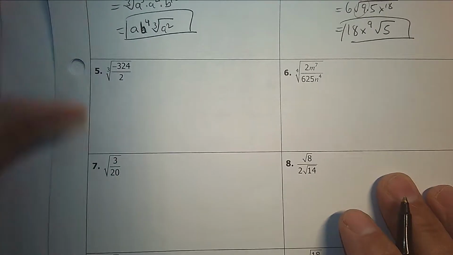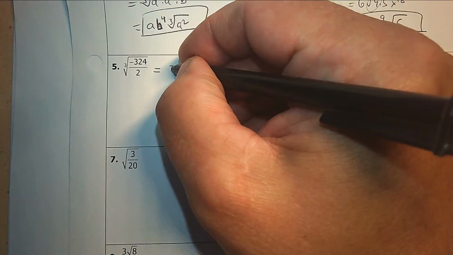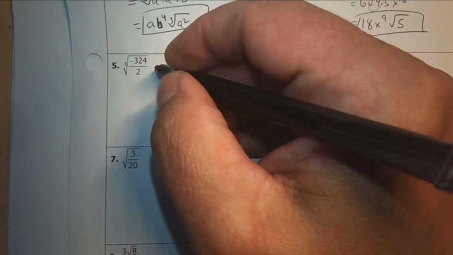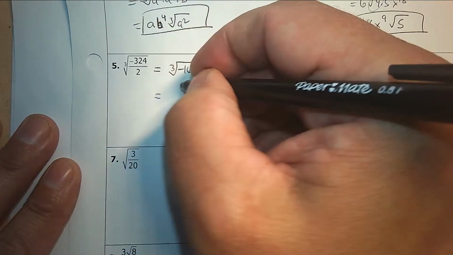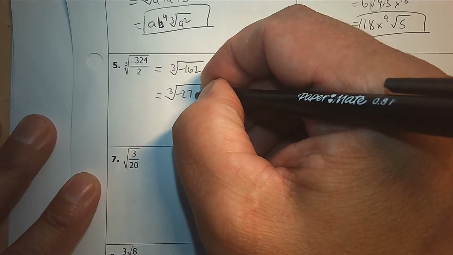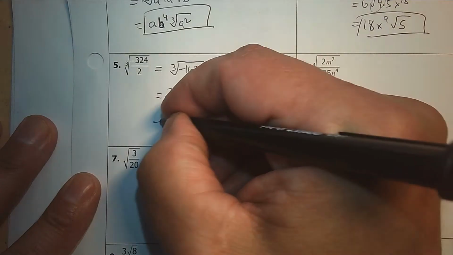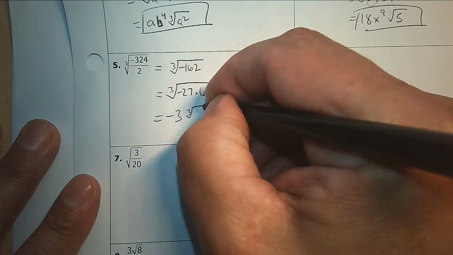Number 5, the cube root of a negative number is fine, but first I'm going to divide. So negative 324 divided by 2 is negative 162. Then I have to think what cube root goes into that evenly, and that's negative 27 times 6. And the cube root of negative 27 is negative 3 with a cube root of 6 left over.